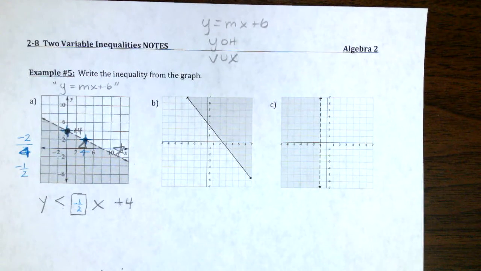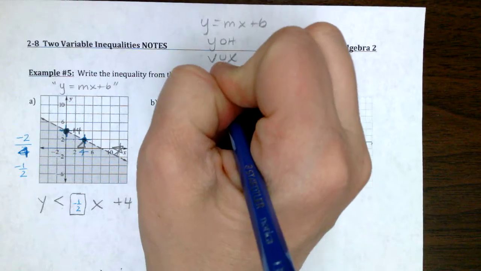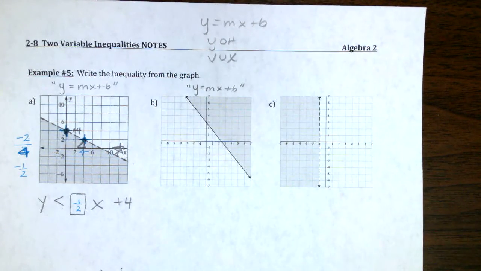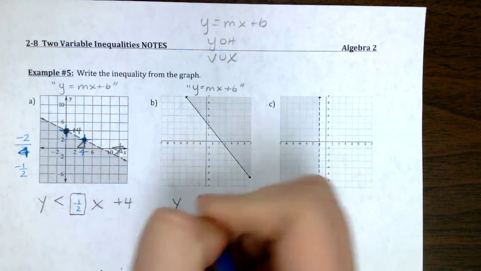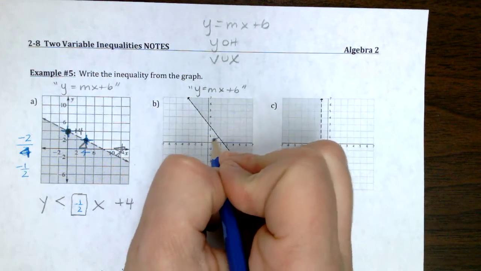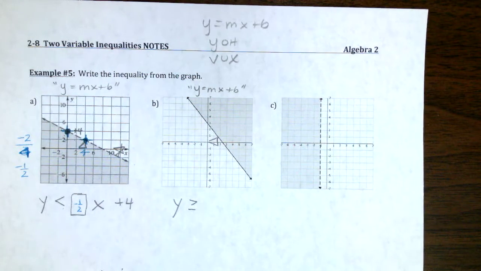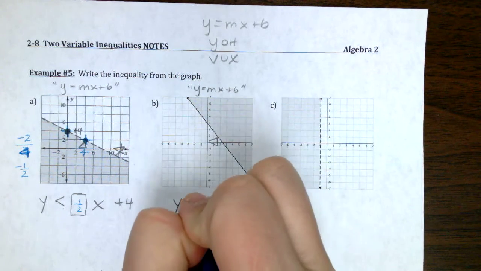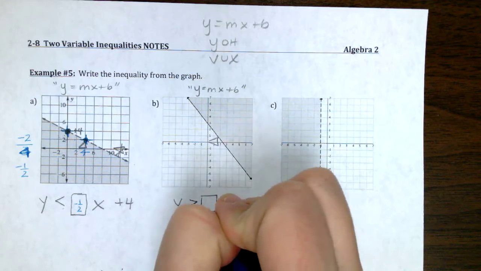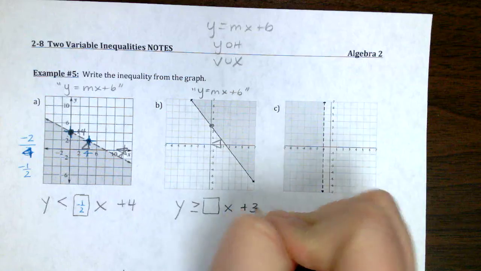Generating an equation, looking at a picture. Again, this is going to be y equals mx plus b in our head. We're going to start with y. Notice now I have a solid line, so I should have an equal sign, and I shaded above, so that's greater than or equal to. I'm going to fill in slope, that's the last thing I'm actually going to use, and my y-intercept now is up here at +3.